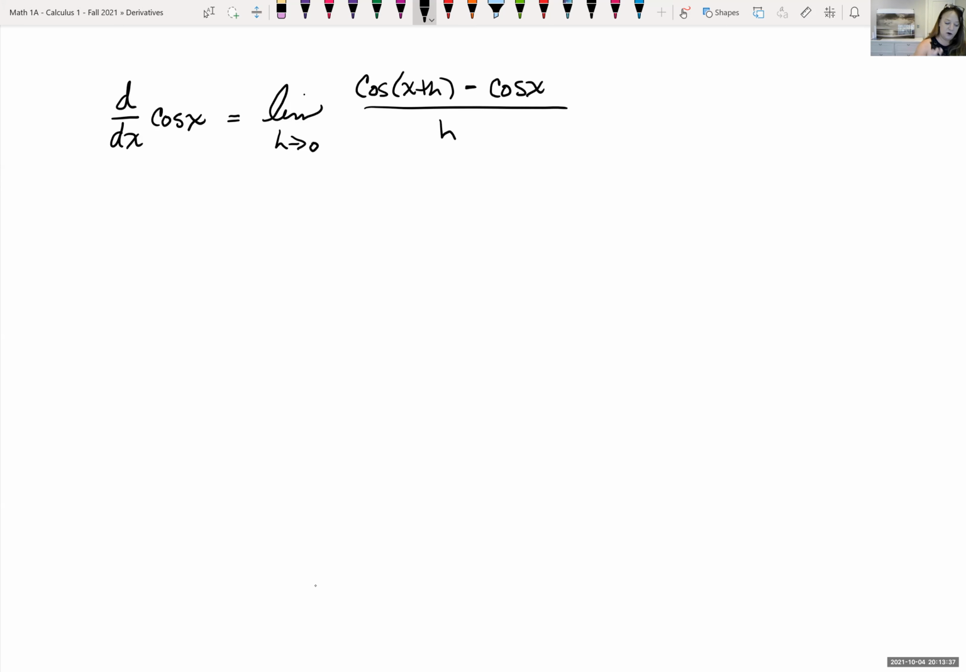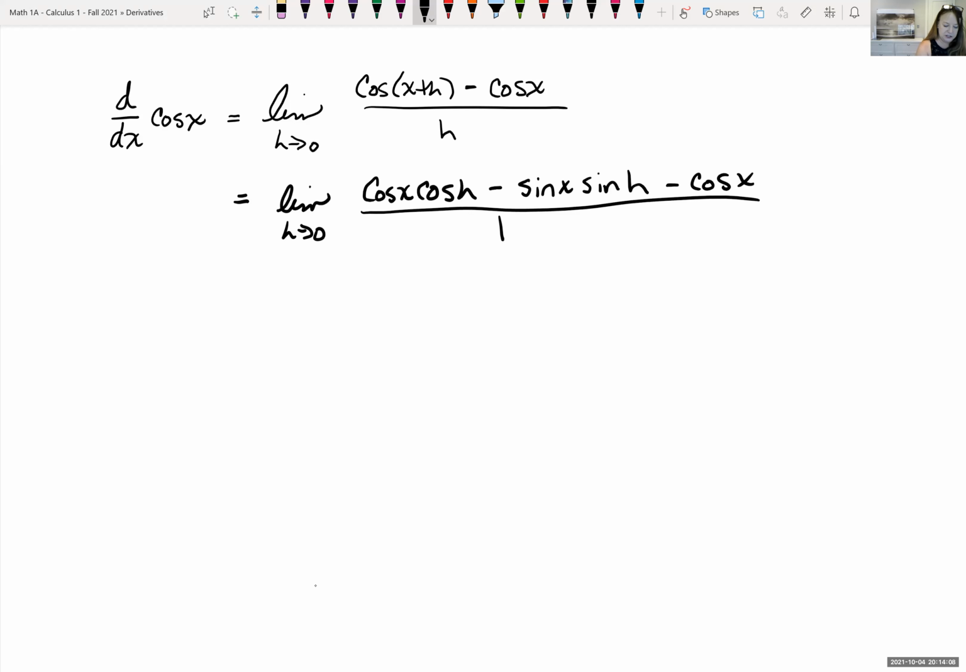So let's use our rule again for the sum of two things. For cosine, that's cosine, cosine. So cosine of x, cosine of h, opposite sign, minus sine of x, sine of h. And then bringing down the minus cosine of x that we also had up in the numerator, all over h.